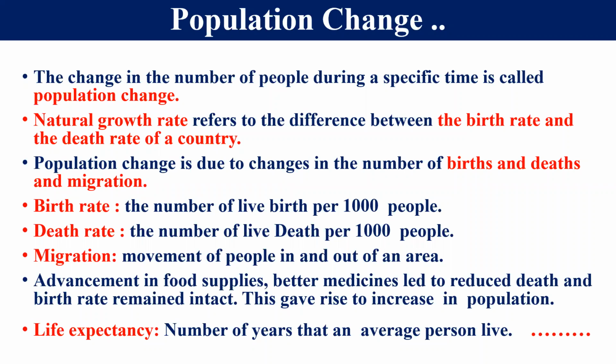And the second one is international migration. International migration means people move from one country to another. That is called international migration. So dear students, hope migration is clear to all of you. So these three factors are responsible for the population change, right? Also, this thing is clear to all of you.